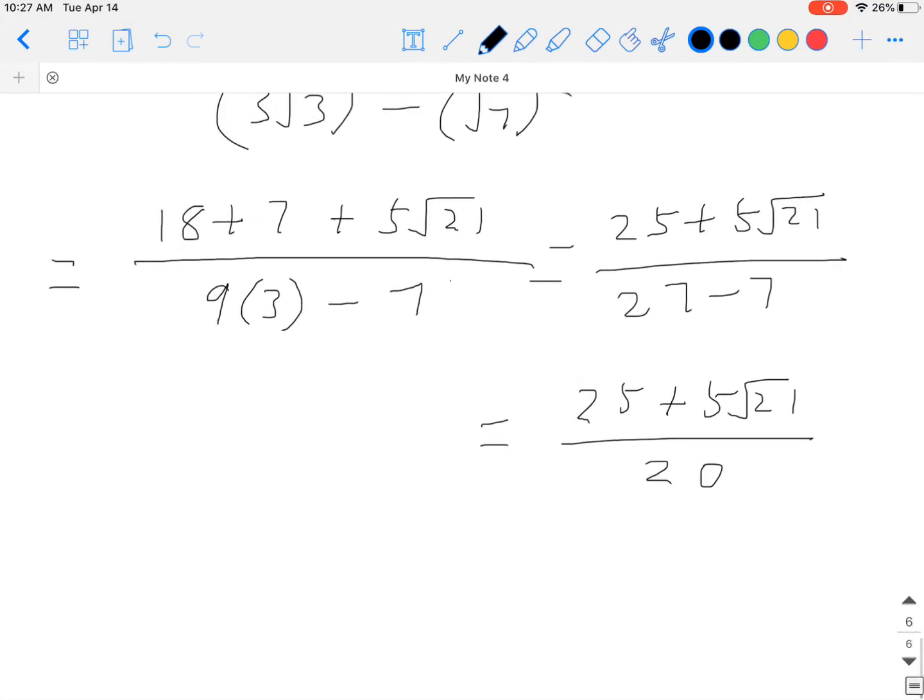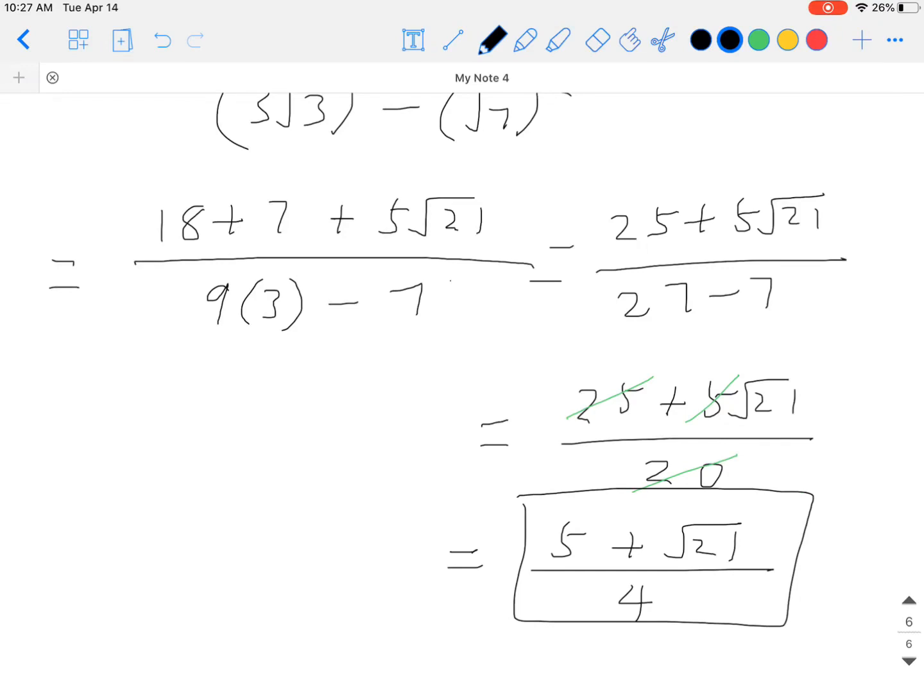And you may think whether we can simplify this or not. What happens if we take out 5 here, take out 5 here, take out 5 here? Then taking out 5, I have 5 left, plus taking out 5, I have 1 times radical 21, and on the bottom 20 divided by 5 is 4. So this should be the final answer.